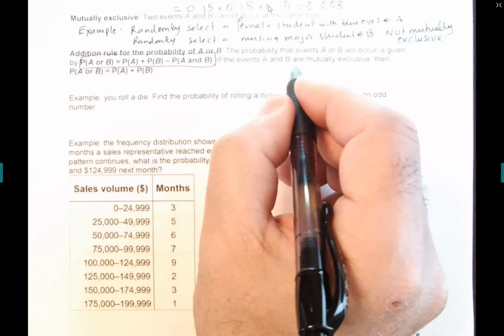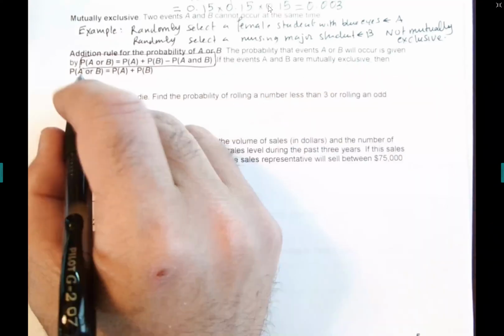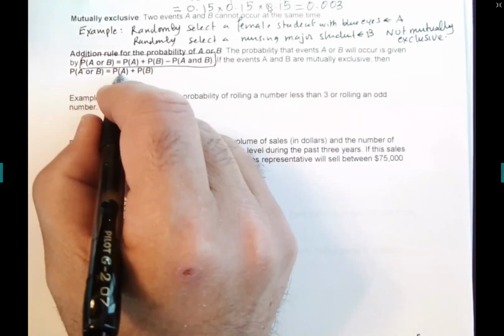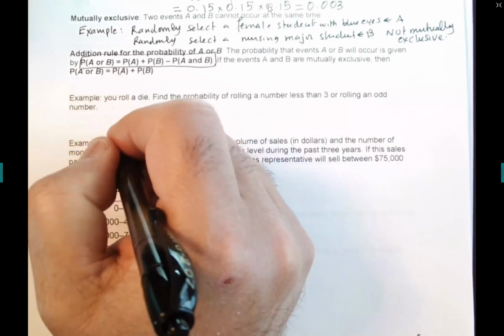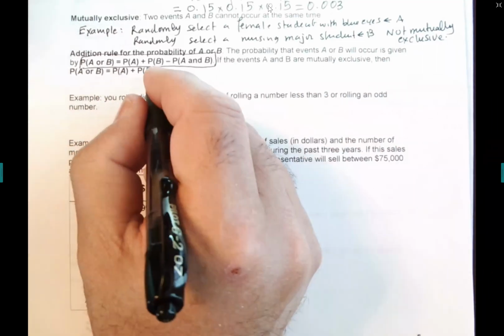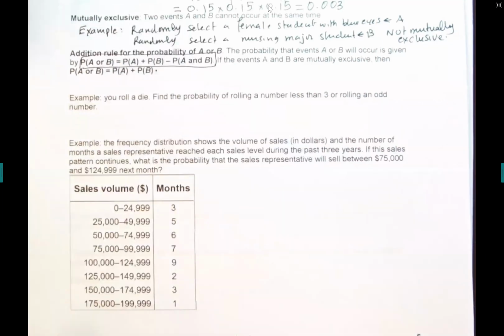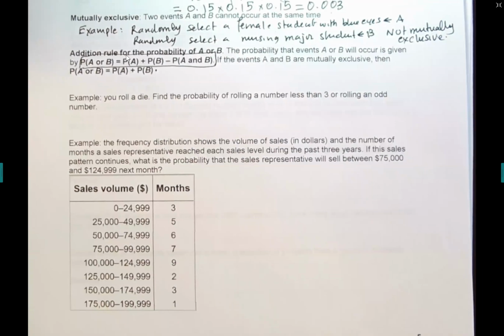If the events are mutually exclusive, then probability of A or B equals probability of A plus probability of B only. I want you guys to think for a second and tell me why this is true. Because A and B can't happen at the same time.